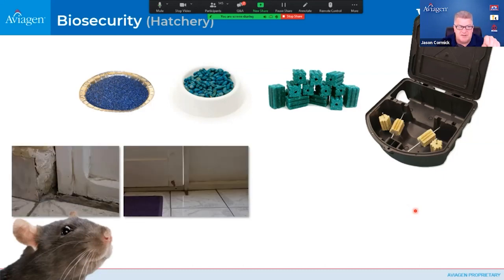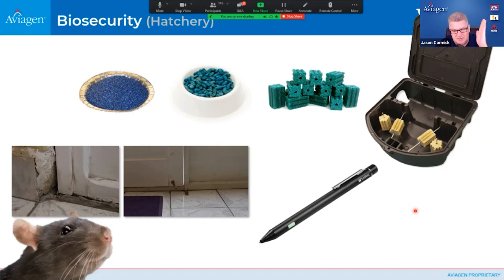Also remember that a mouse can get anywhere through where you can shove a pen. They're very soft boned, they will squeeze through, and it's very difficult to keep them out. So we need to keep going around and checking, make sure that they're not coming in anywhere.